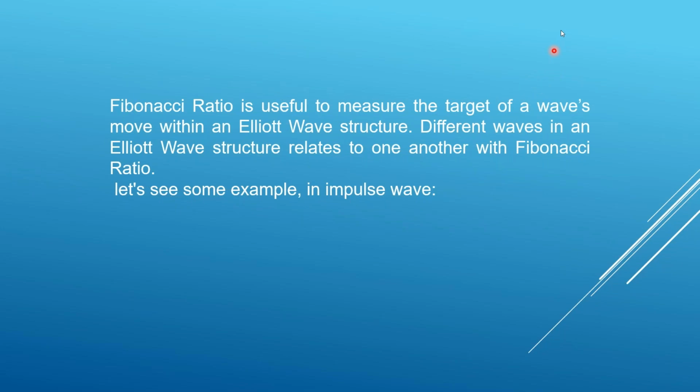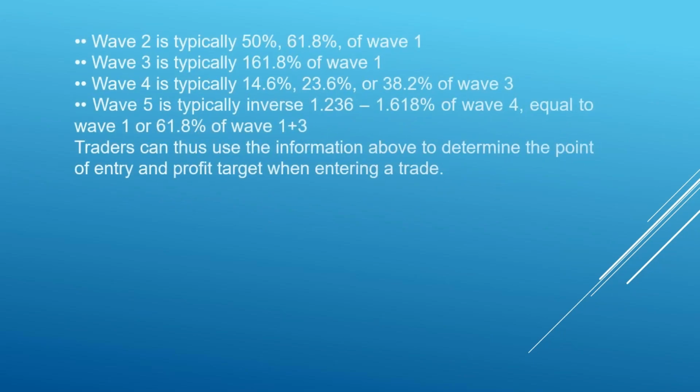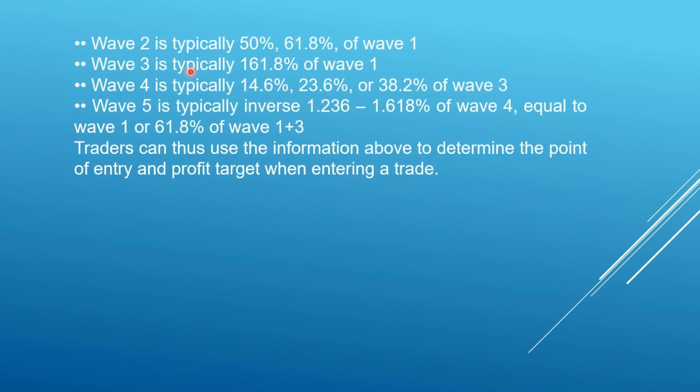Different waves in the Elliott wave structure relate to one another with Fibonacci ratios, and we will see some examples in the impulsive wave right now. Wave 2 is typically 50% to 61.8% of wave 1. Meaning that we have the move of 1, 2, and wave 2 should retrace around 50% to 61.8% of wave 1.